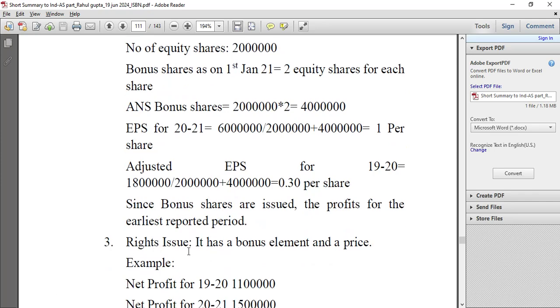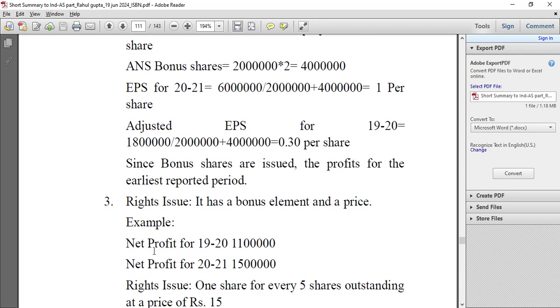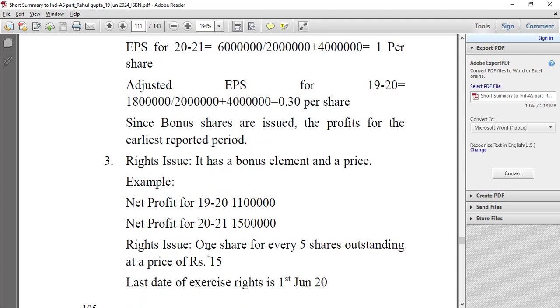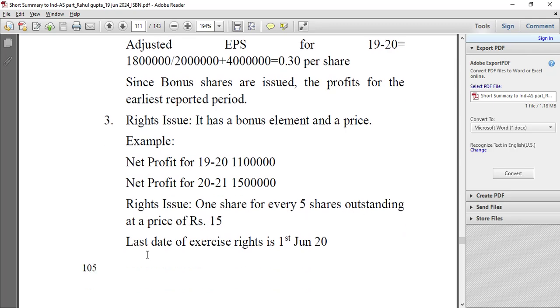Rights issue. It has a bonus element and a price. Example: net profit for 1920 is 11 lakhs. Net profit for 2021 is 15 lakhs. Rights issue 1 share for every 5 shares outstanding at a price of rupees 15. Last date for exercise of rights is 1st June 20.